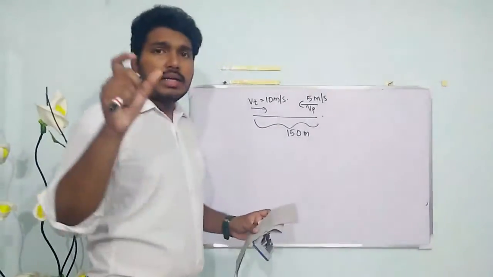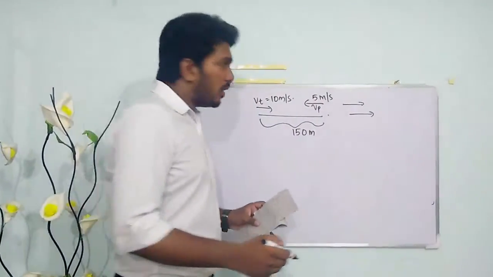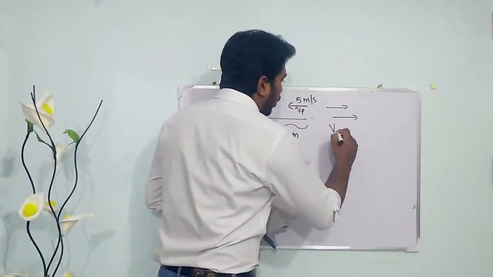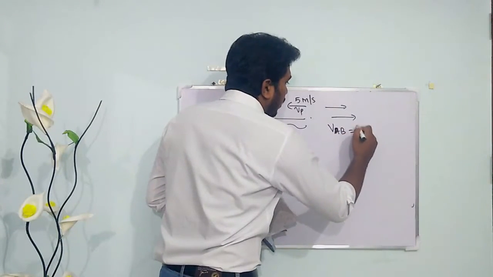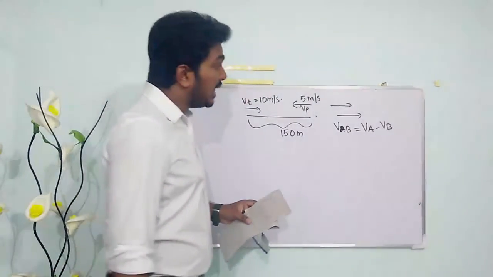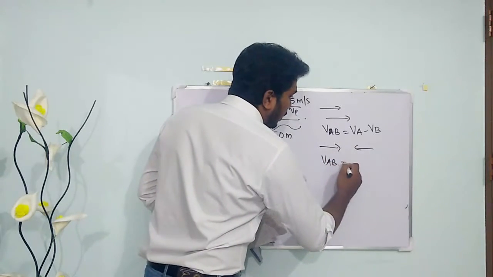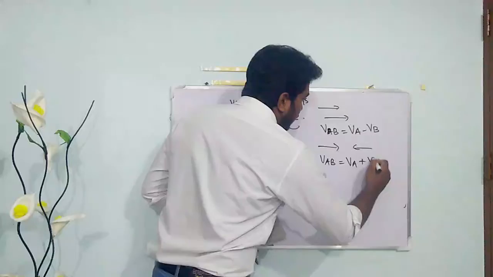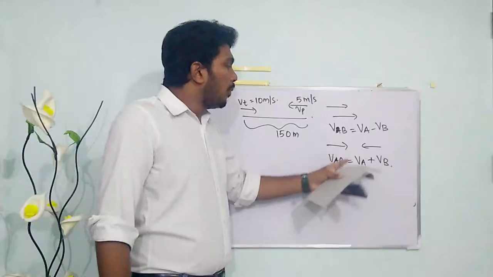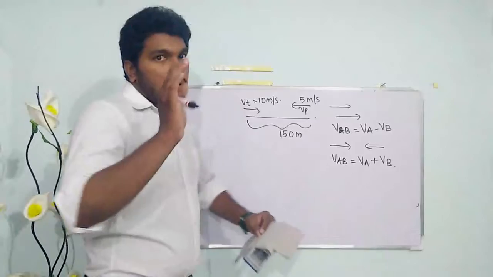Okay, so here in one-dimensional motion, when two objects are moving in the same direction, we will normally write the relative velocity component. Relative velocity of A with respect to B will be VA minus VB. And if they are moving in the opposite direction, then VAB will be equal to VA plus VB. Same direction, VA minus VB; opposite, VA plus VB. Okay. Right. Now, let's see how to solve this question.